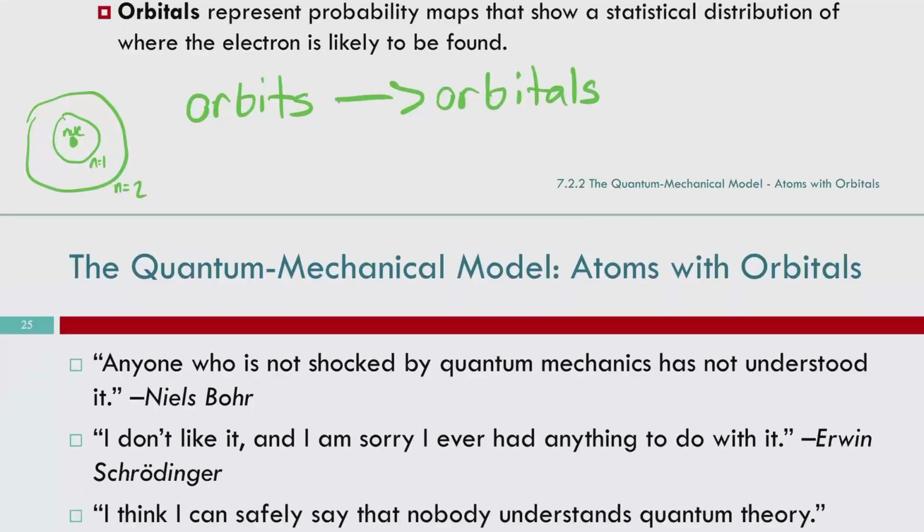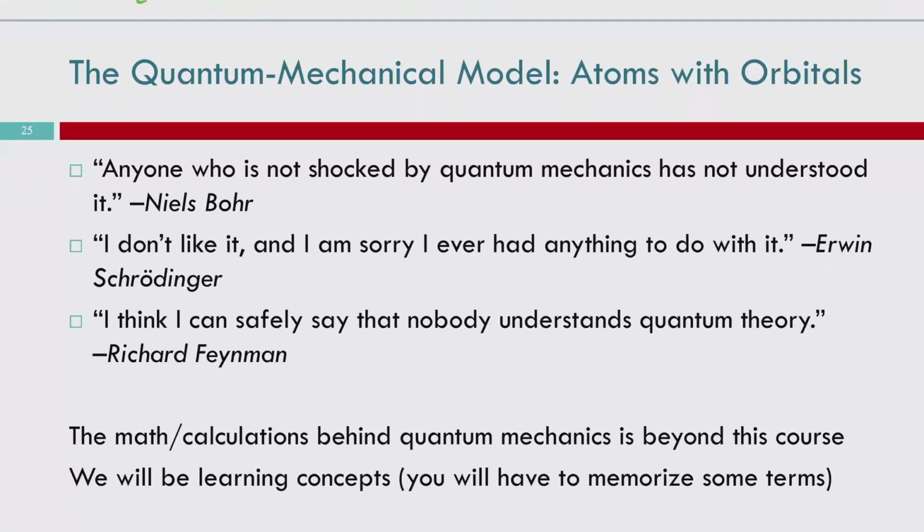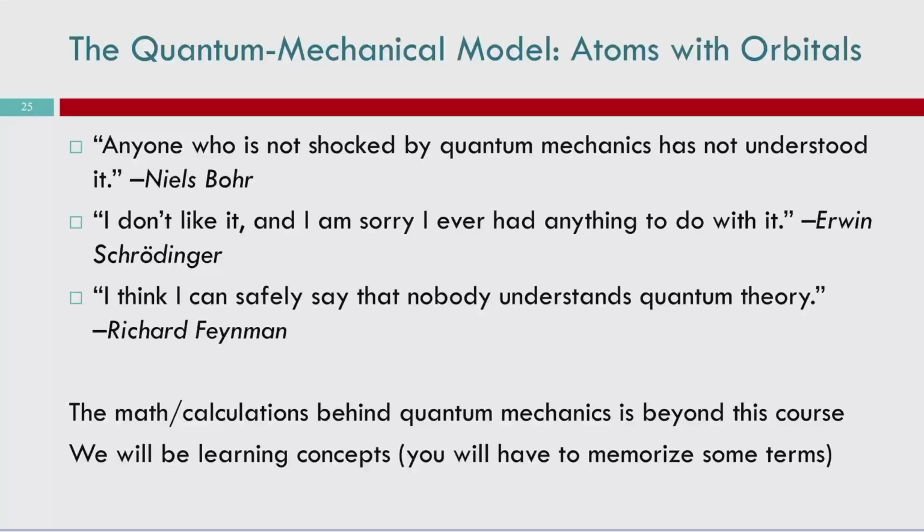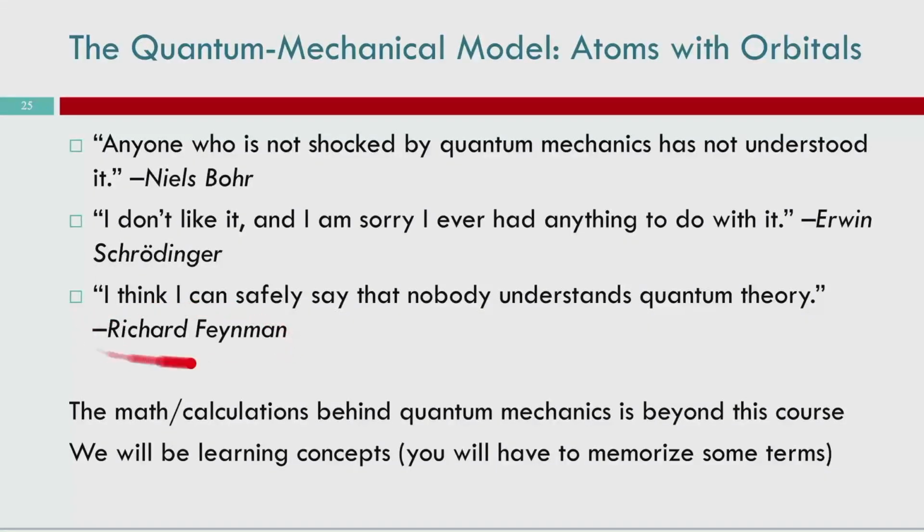So that's orbitals. And now we've got some fun quotes from famous minds in physics and quantum mechanics to help reassure us that this is big and scary. So from Niels Bohr, the guy that came up with the Bohr model, we've got: anyone who is not shocked by quantum mechanics has not understood it. From Erwin Schrödinger, the guy with the cats in the boxes that are maybe alive or dead: I don't like it, and I'm sorry I ever had anything to do with it. And then from one of the great minds of physics, Richard Feynman: I think I can safely say that nobody understands quantum theory.